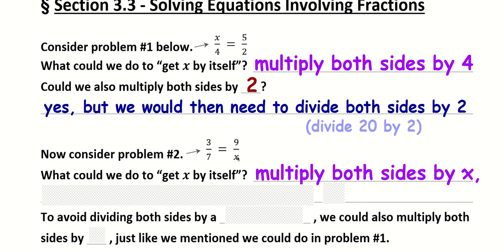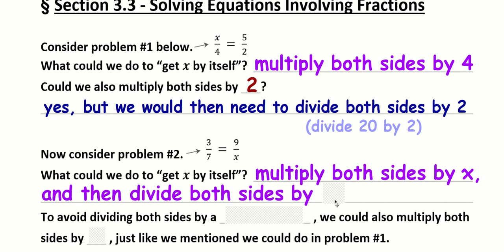We'd have to move the x over here, multiply it, and then divide both sides by essentially 3/7, because we would have 3/7 times x equals 9. So then, to finish getting x by itself, we would divide both sides by 3/7. To avoid dividing both sides by a fraction, just like we talked about up here, as we're multiplying both sides by x to move this denominator over here, couldn't we multiply both sides by 7 at the same time?